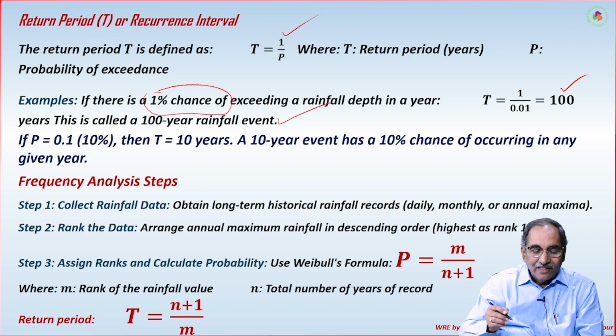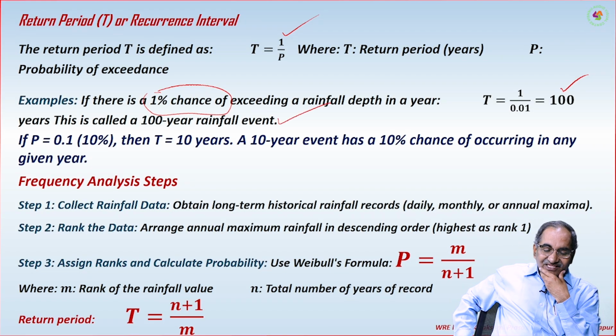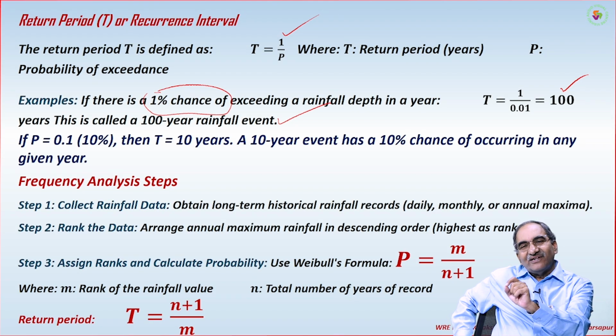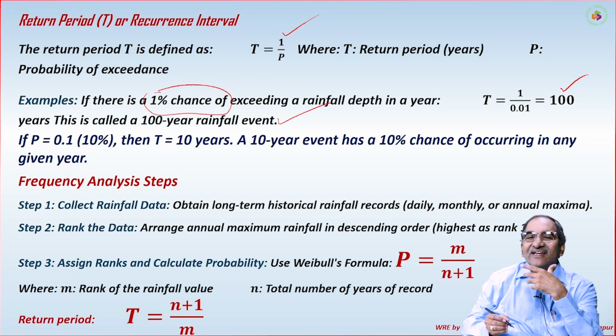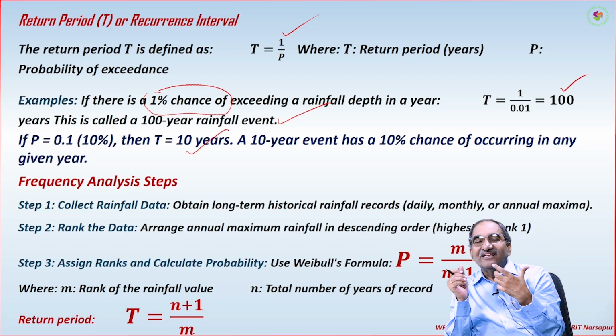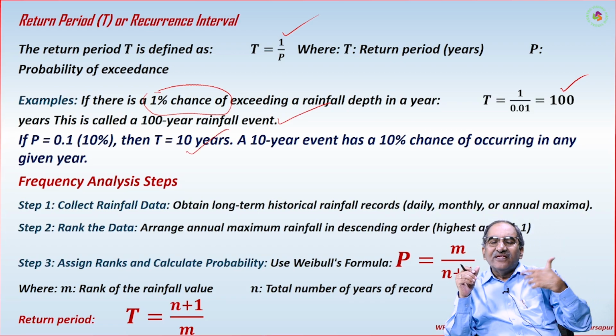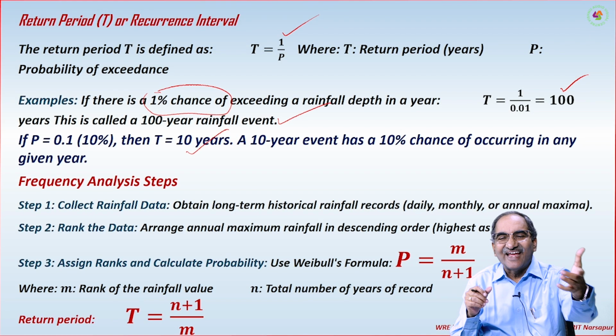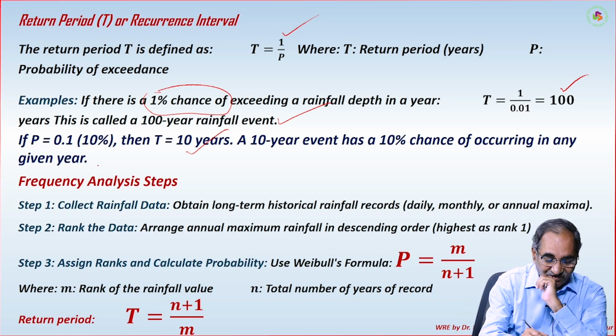That is the meaning. Suppose I say the probability is only 10%. If the probability is 10%, then T is equal to 1 by 0.1, which is equal to 10 years. So the return period is 10 years. So a 10-year event, that means 10% chance, means the same event of rainfall may occur once in 10 years. That is the way we pronounce it.